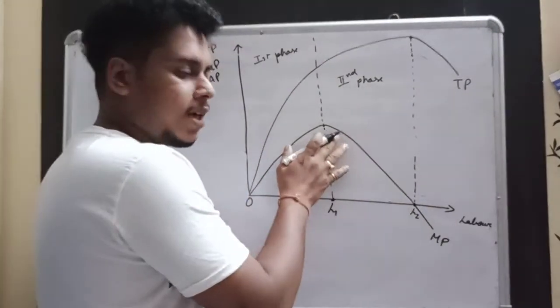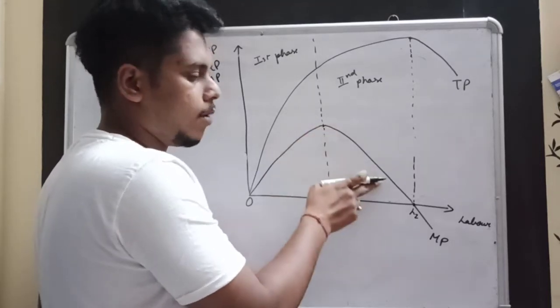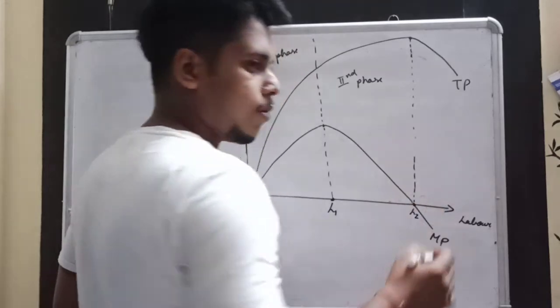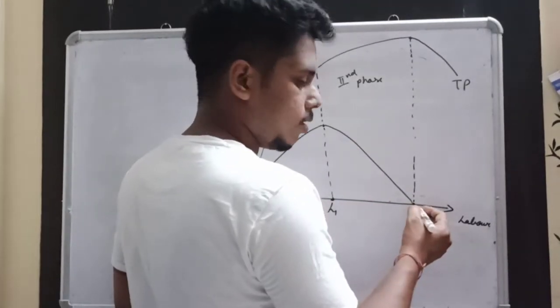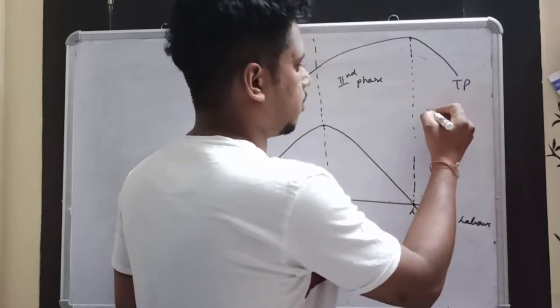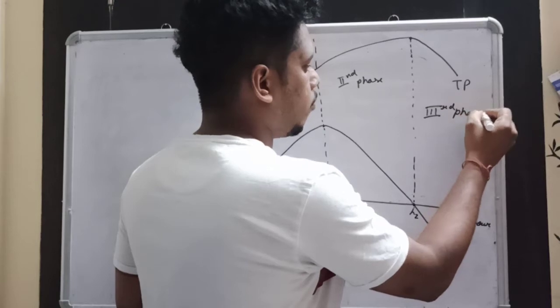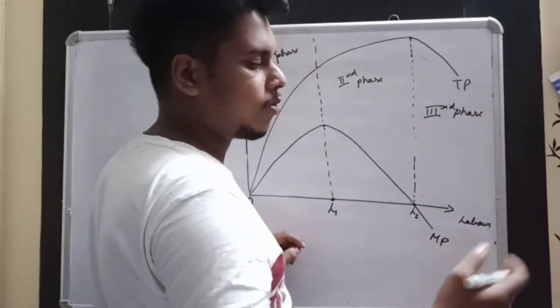And in the second phase, we are considering the phase of decline in the marginal product, and it extends till the point where marginal product becomes 0. And beyond this L2 point, we have the third phase, where marginal product becomes negative and the total product also starts falling.